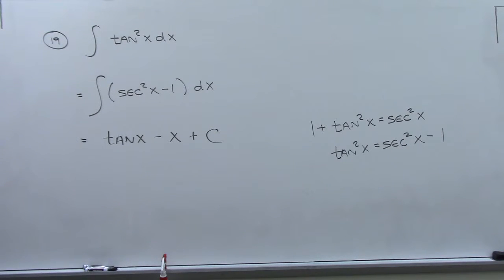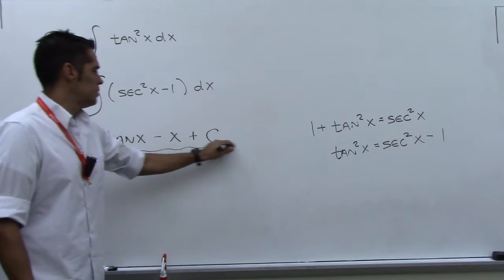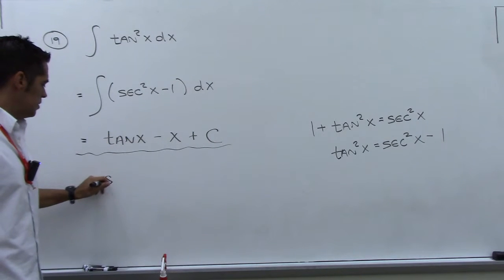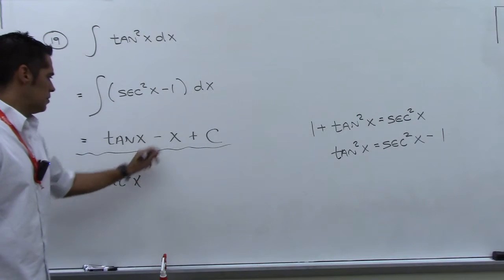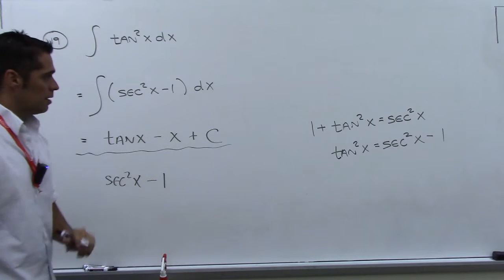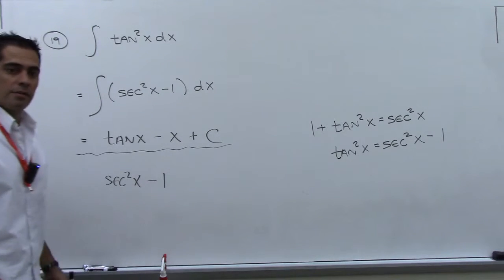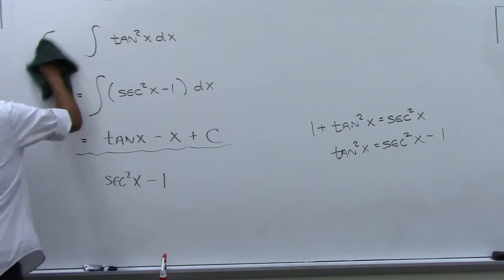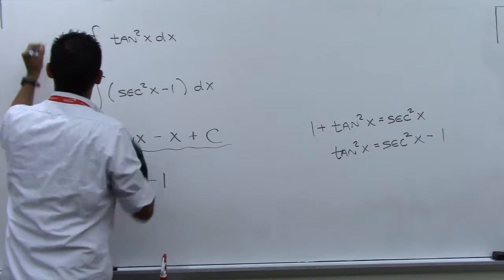We're done. Let's check it real quick. We haven't checked many of these. What's the derivative of this? Secant squared x. What's the derivative of that? Minus 1. And what's secant squared x minus 1? It's tangent squared x. So it works. Number 20.